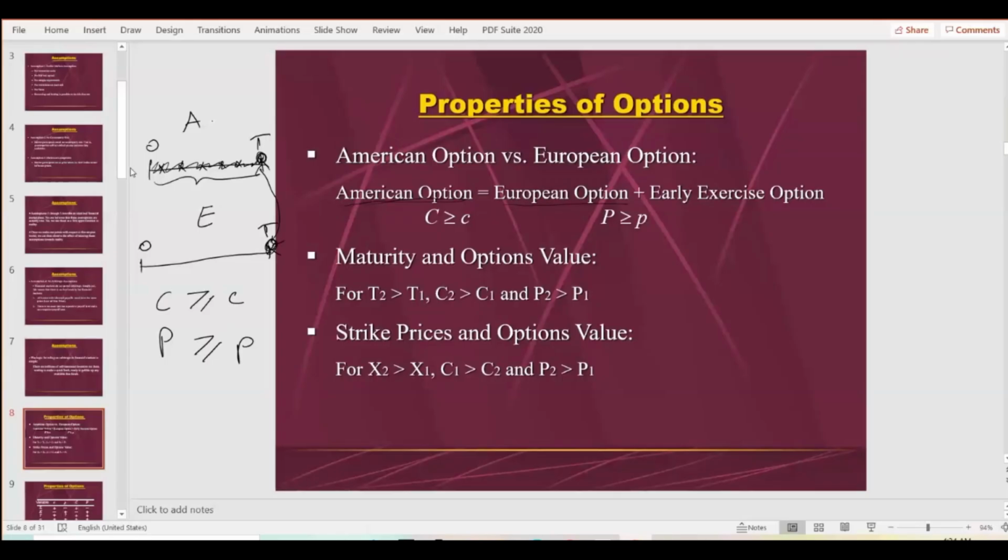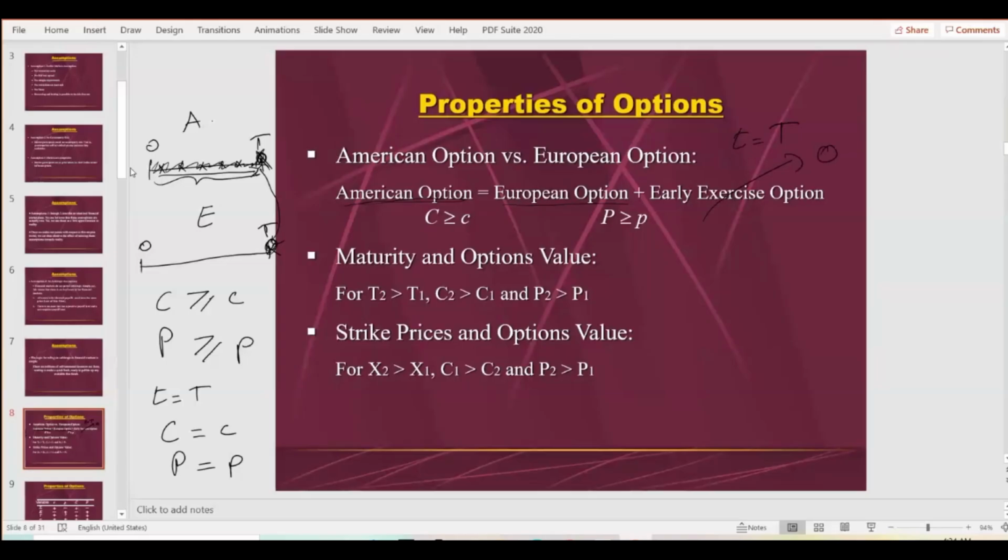As time passes and we are approaching the expiry date, exactly when we reach the expiry date, in this case, C is going to be equal to lowercase c, and the same will apply for the put option. Because at this point in time, the early exercise option is going to converge to 0 once we reach the maturity date or the expiry date, capital T.